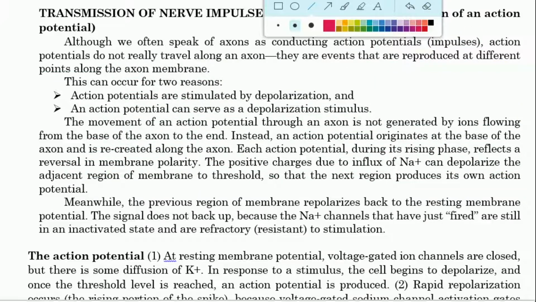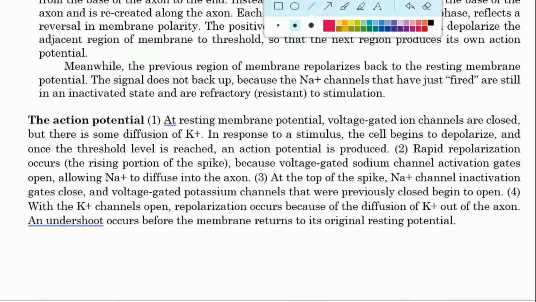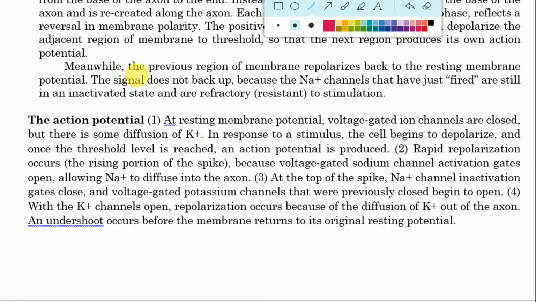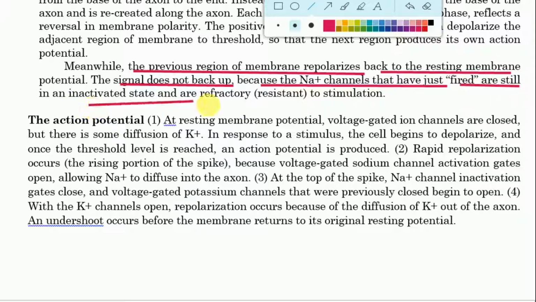Kwa hiyo ile ya mwanzo ndio iliyokuwa imetengenezwa kule mbele, imetengenezwa nyingine. So meanwhile the previous region of the membrane repolarizes back to the resting potential. Baada ya muda mfupi narudi kwa resting potential. The signal does not back up because the sodium channels that have just fired are still in the inactivated state, and they are refractory, resistant to the stimulus. Kwa hiyo signal yenyewe au impulse haiwezi kurudi nyuma. Kwa sababu gani? Ikipita sehemu zile sodium channels zikiwa bado ziko kwenye refractory period, signal imeshapita, imeenda mbele.